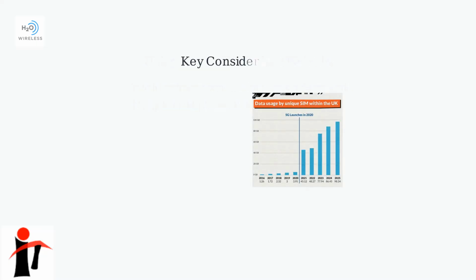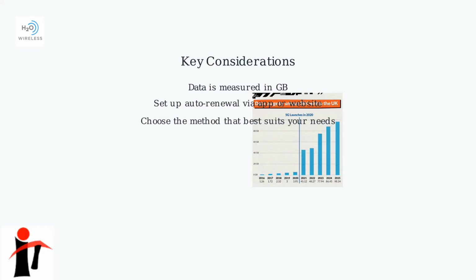Key considerations include that data is typically measured in GB, and you can set up auto-renewal through the app or website for uninterrupted service. For quick and easy balance checks, choose the method that best suits your needs.